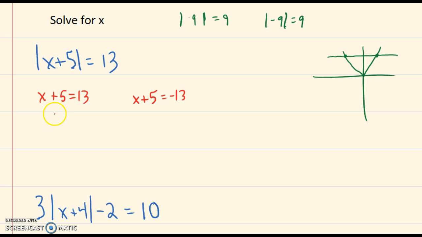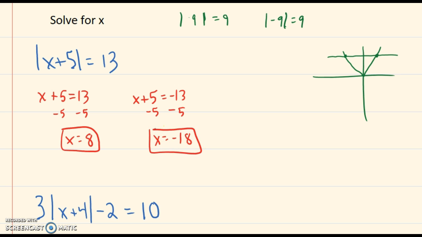So I'm going to take 5 away from both sides. And take 5 away from both sides. And those are my 2 answers, positive 8 and negative 18. Again, I can take those numbers, plug them back in for x and see if they give me 13. And they will.